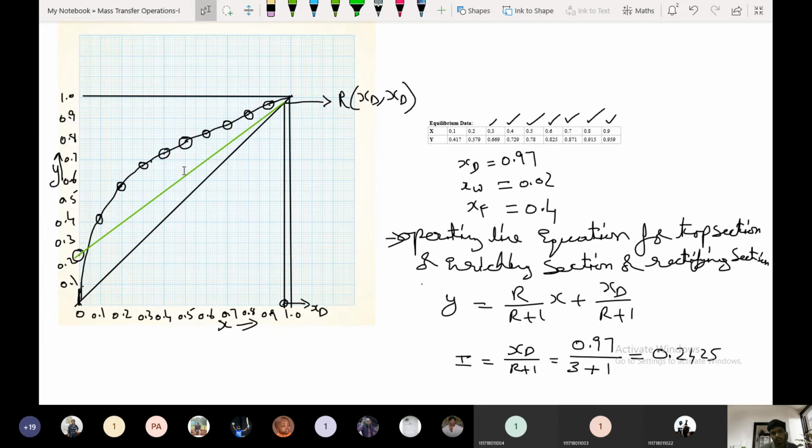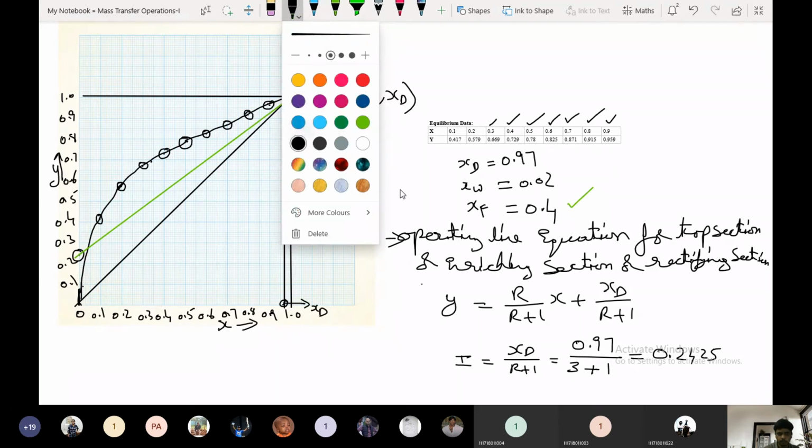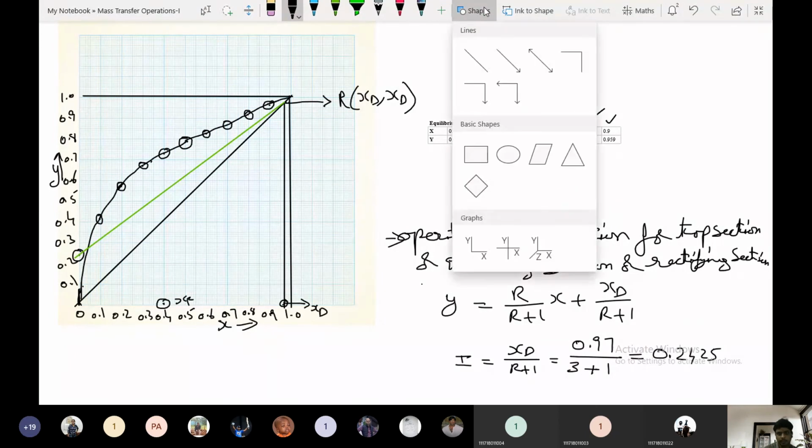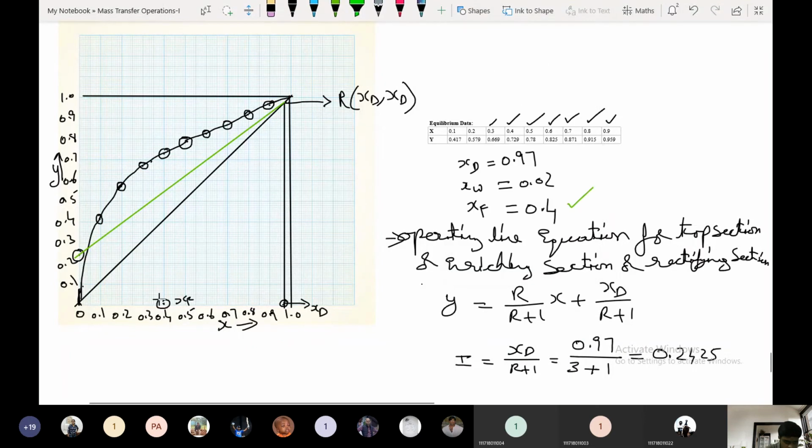Now, just identify what your XF value is. XF value, in a different color, is 0.4. So 0.4 is this one. This one is XF. You have to project this up to the diagonal. So how to project that up to the diagonal? Up to the diagonal means here. Okay, up to the diagonal you already projected.